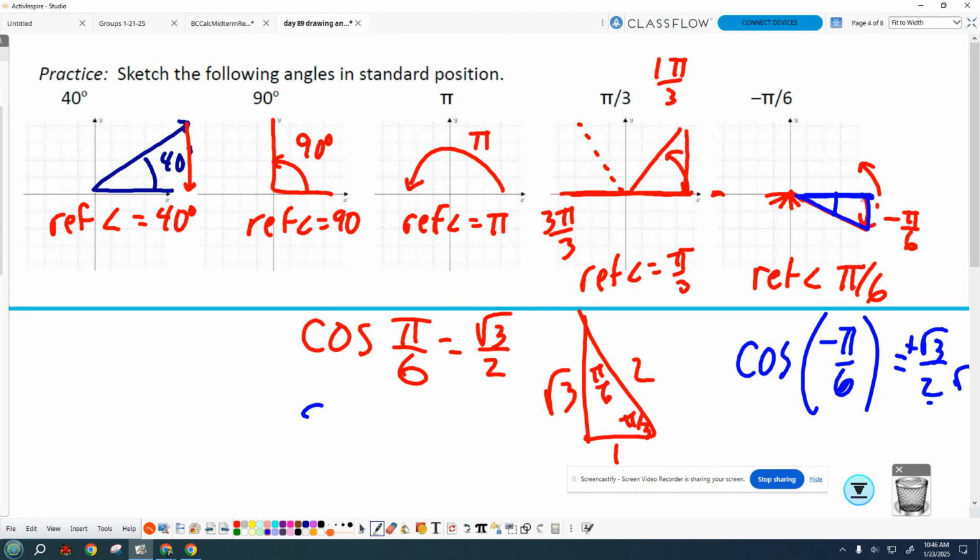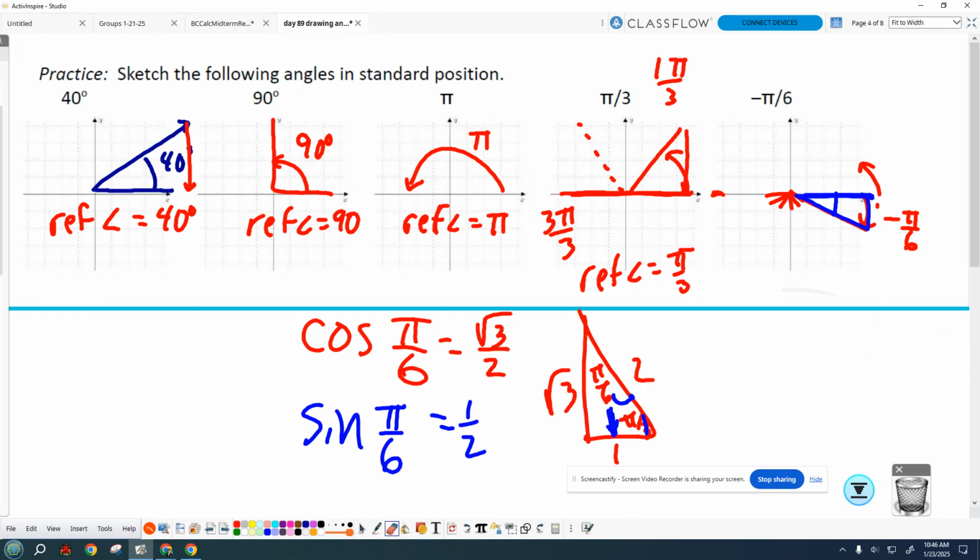Okay, here's the question. Sine of pi over 6, looking at the triangle. Sine is opposite over hypotenuse. So what is sine of pi over 6? Opposite over hypotenuse, using the numbers that are on here. Is it square root of 3 over 2? Nope, opposite pi over 6, opposite is 1. 1 over 2. Okay, so sine of pi over 6 is 1 over 2.